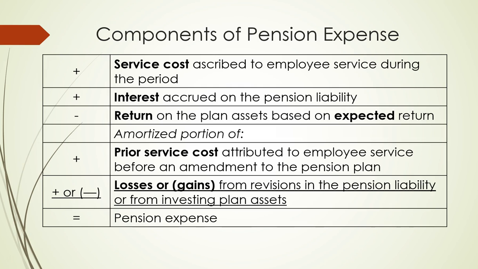And then in addition, we have to amortize the portion of any prior service attributed to the employee's service before an amendment to the pension plan, if there is one, or any losses or gains from revisions in the pension liability or in the investing plan assets, if there is any. And when you add all of that, you get your pension expense. And now what we'll do is look at a problem, and then we'll work through all those elements.